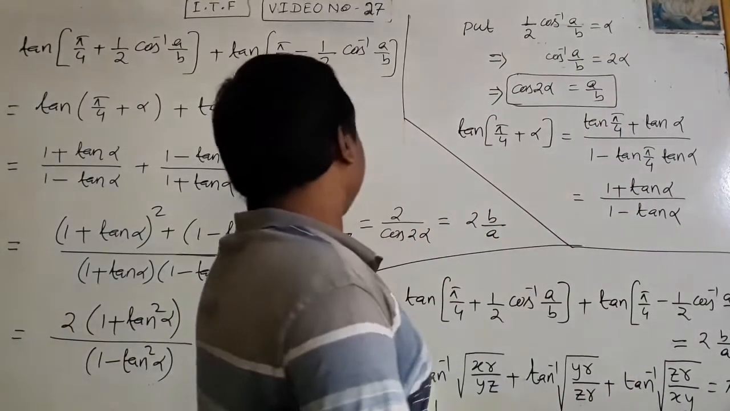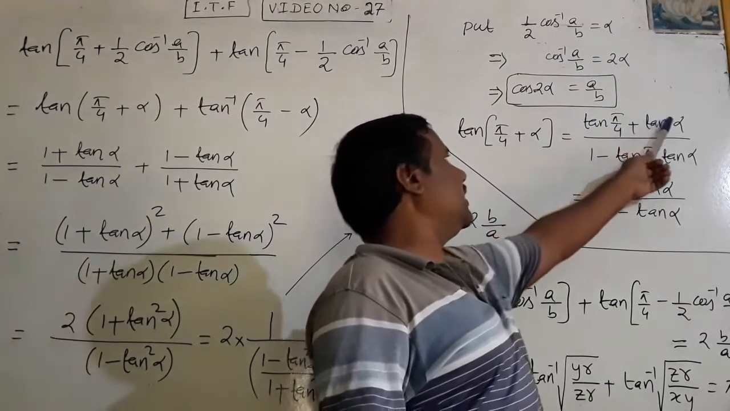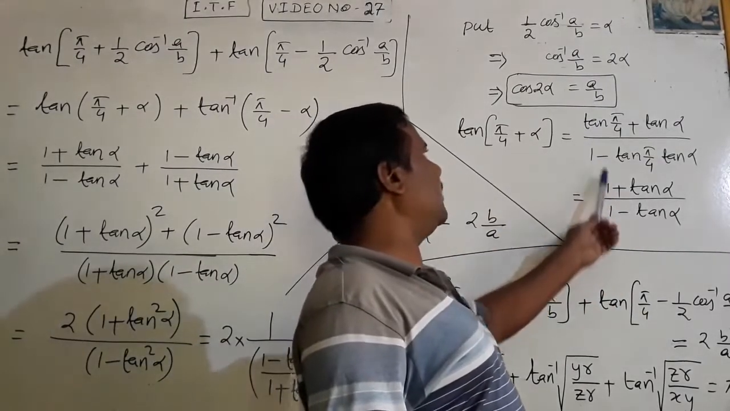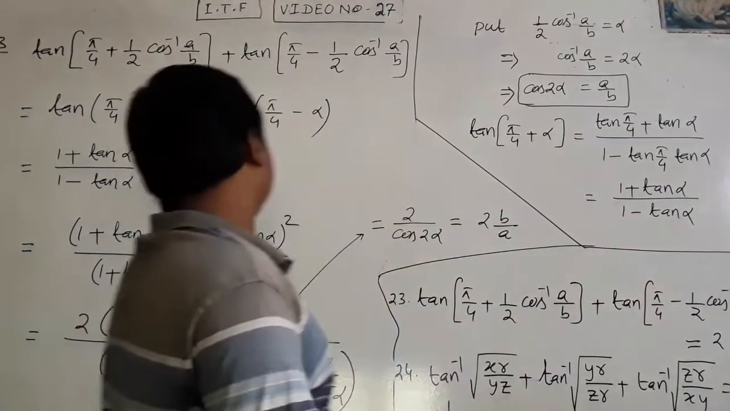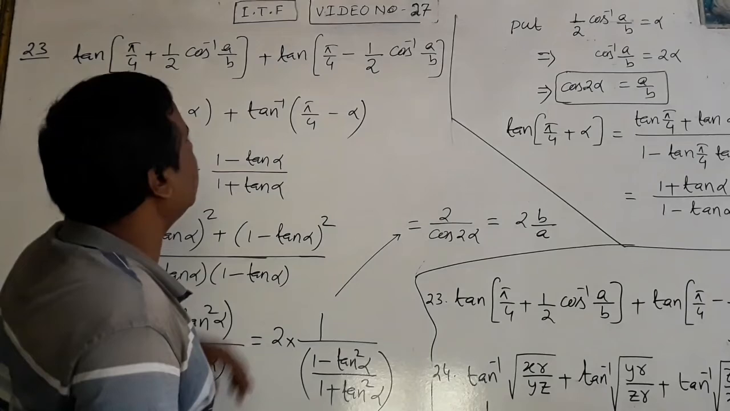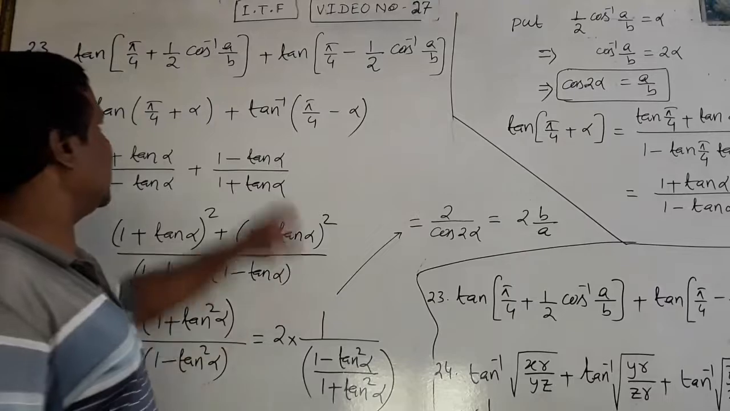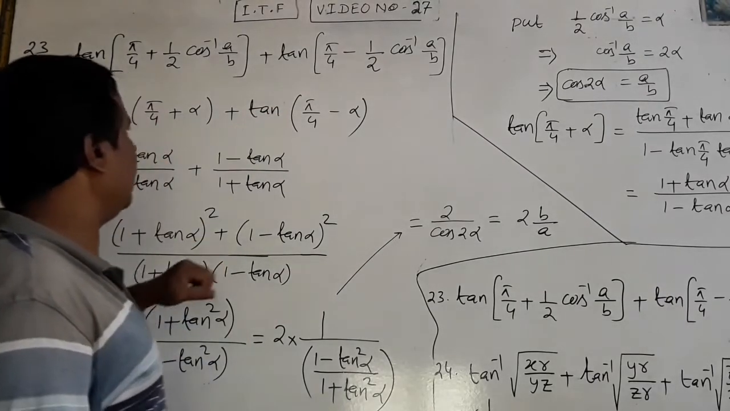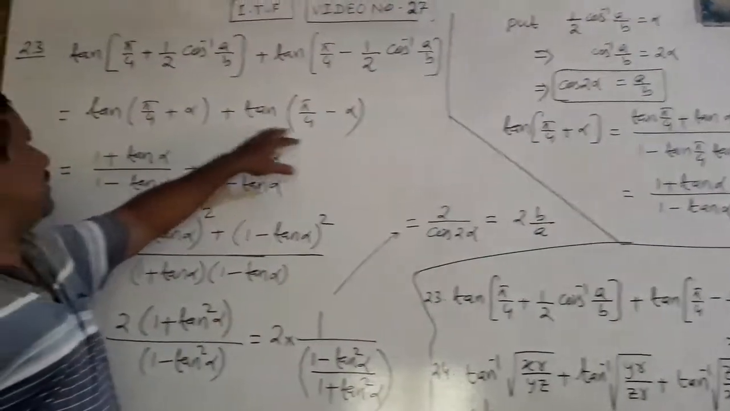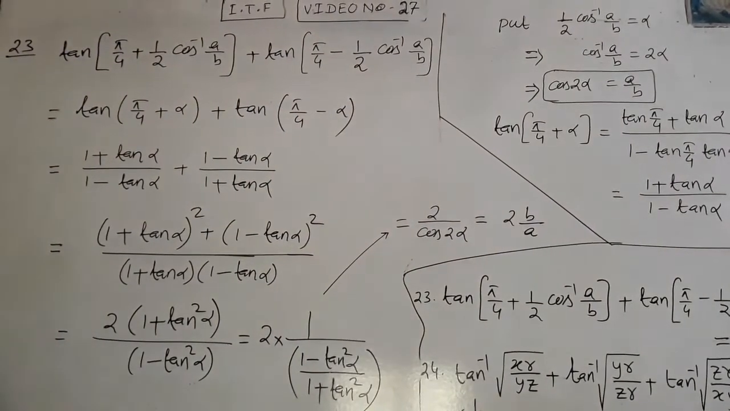A by b. And we know the formula of tan pi by 4 plus alpha: tan pi by 4 plus tan alpha by 1 minus tan pi by 4 into tan alpha. And tan pi by 4, you know, is 1, so it is 1 plus tan alpha by 1 minus tan alpha. So tan pi by 4 plus alpha, and that becomes tan pi by 4 minus alpha. So it becomes 1 plus tan alpha by 1 minus tan alpha. Mistakenly I have written tan inverse, it is tan. Okay. Tan pi by 4 plus alpha, you apply this formula. There I have given tan pi by 4 minus alpha. Applying that method, it will become 1 minus tan alpha by 1 plus tan alpha.